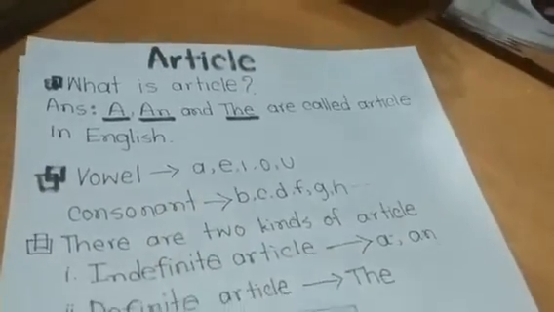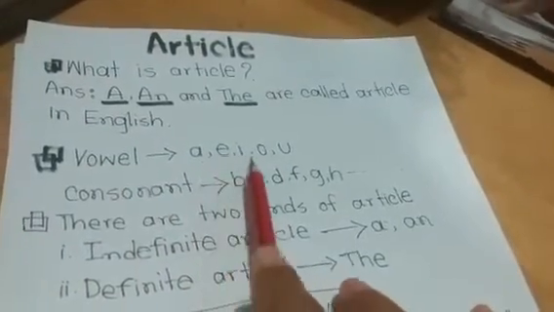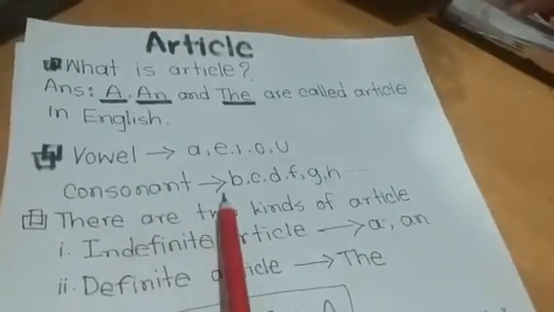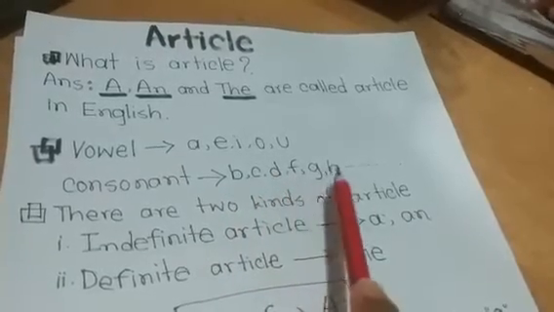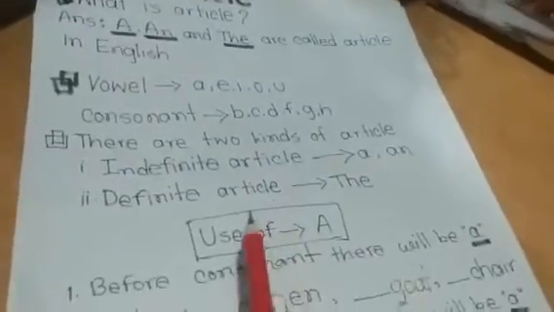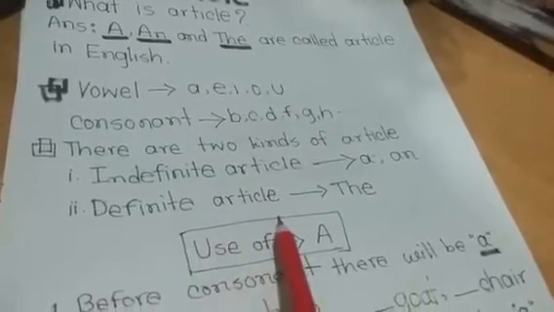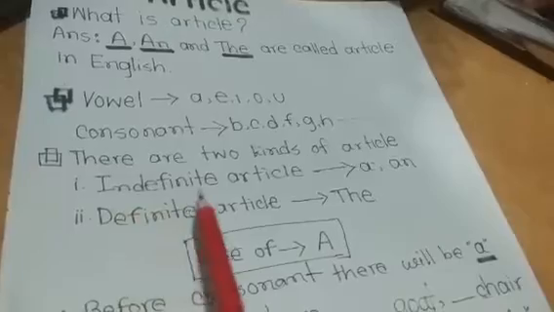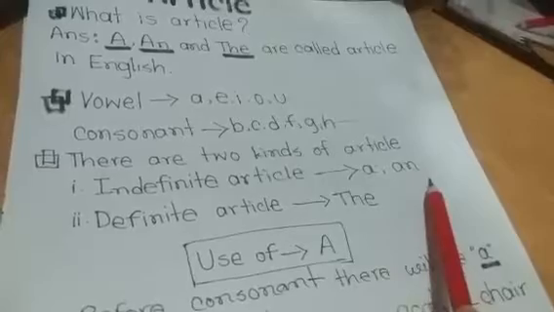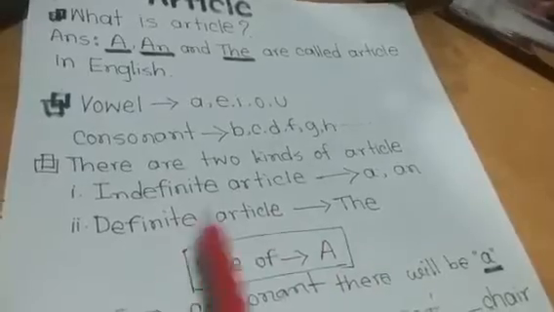You know how many vowels are in our English letters? There are 5 vowels: A, E, I, O, U, and the rest of all letters are consonants like B, C, D, F, G, H, and the rest. So there are 2 kinds of article: indefinite article and definite article. We have to know what is indefinite article and definite article. At first, a and an are called indefinite article and only the is called definite article.